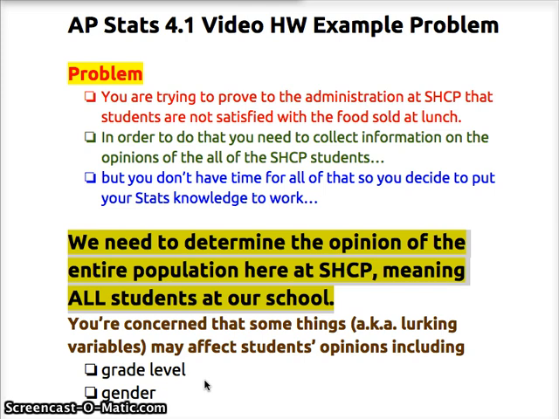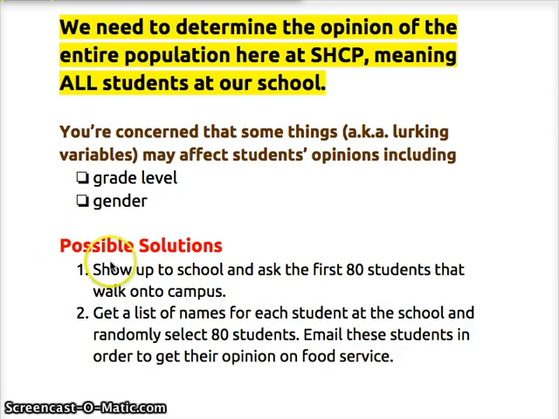So let's look at how we would go about doing this. So two possible solutions. One, show up to school and ask the first 80 students that walk onto campus. Or two, get a list of names for each student at the school and randomly select 80 students. Email these students in order to get their opinion on food service. Pause right now thinking about what are the issues with both of those.